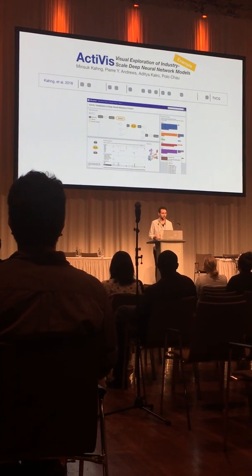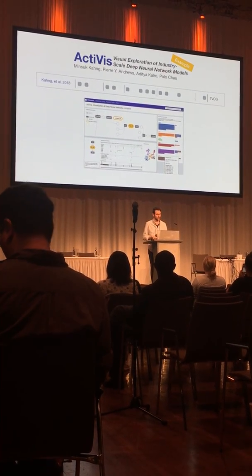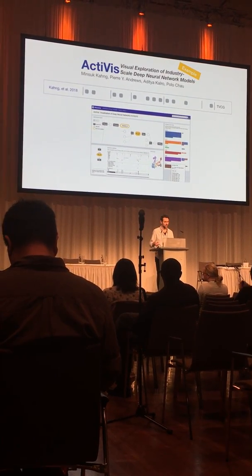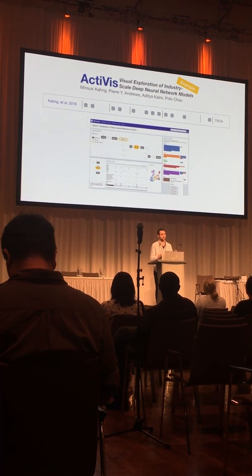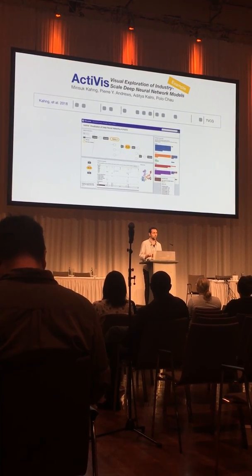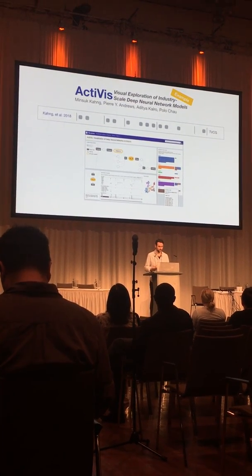So the one example I'm going to use is this paper called ActiVis, Visual Exploration of Industry-Scale Deep Neural Network Models. This is done by one of my colleagues at Georgia Tech, Vincent Khan, who's actually going to be closing the session with some different work presenting today. But this is in collaboration with people at Facebook that he presented last year at the VIS conference.